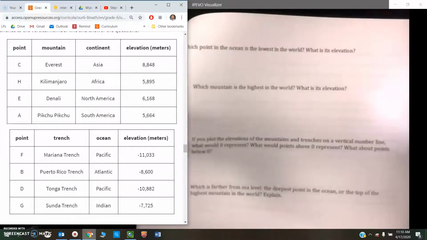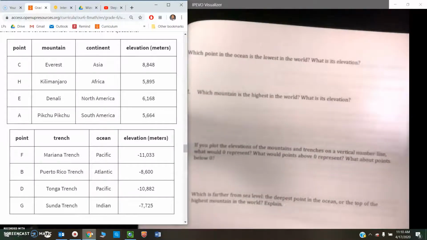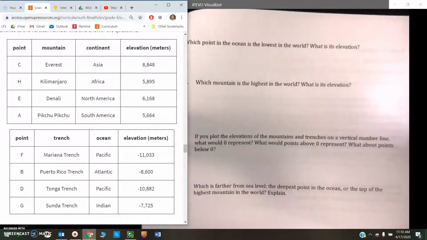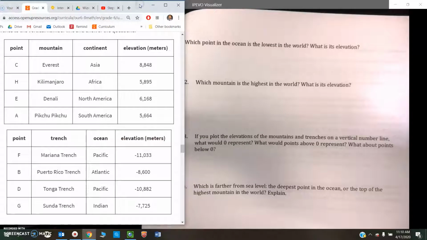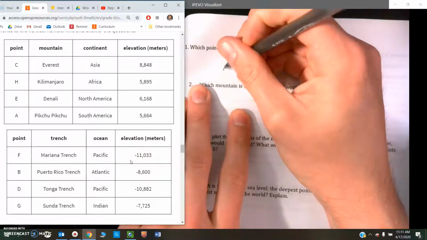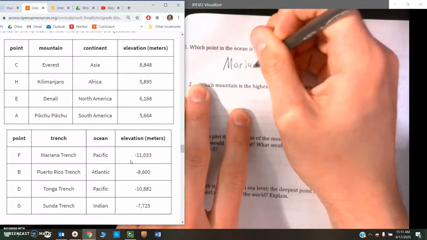So, let me just get that set up. Which point in the ocean is the lowest? Go ahead and try and answer that yourself. When I'm looking over here, the lowest elevation, so if we think of sea level being 0, the Mariana Trench would be the lowest.